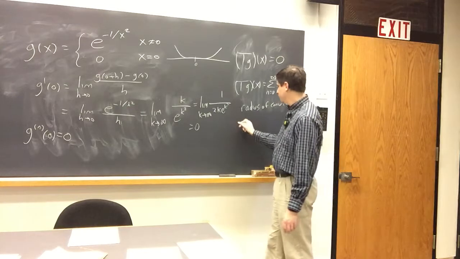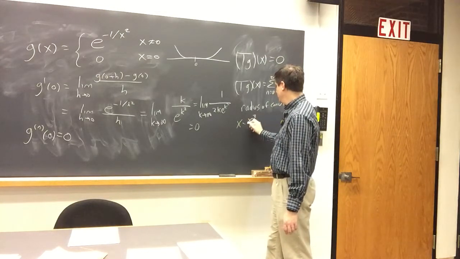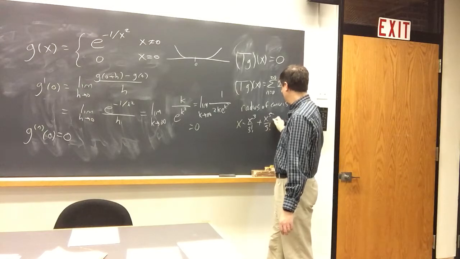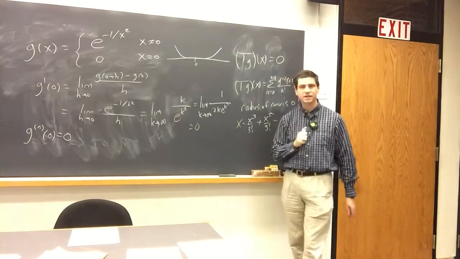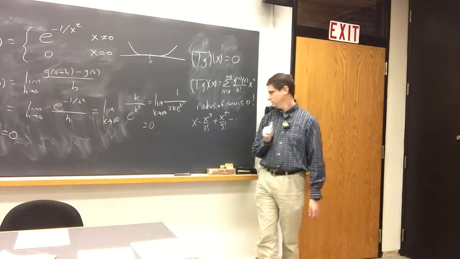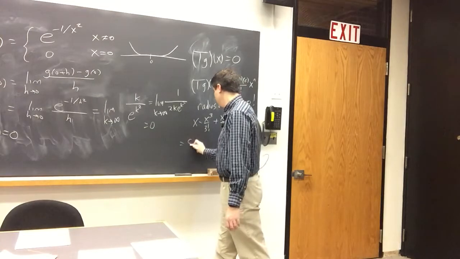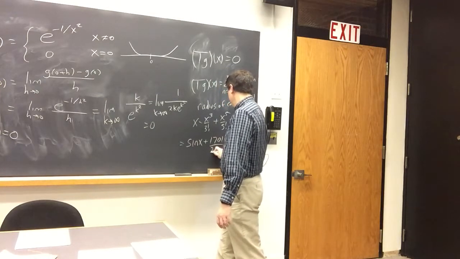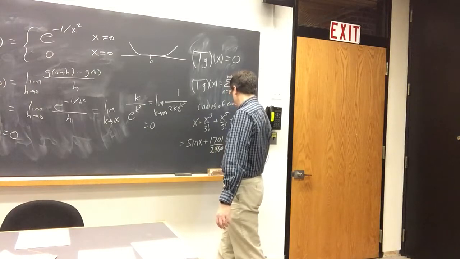So if I give you the function x minus x cubed over 3 factorial plus x to the 5th over 5 factorial minus, what function am I thinking of? Sine. I'm sorry? Sine. Really? I was thinking of sine of x plus 1701 over 24601 g of x.